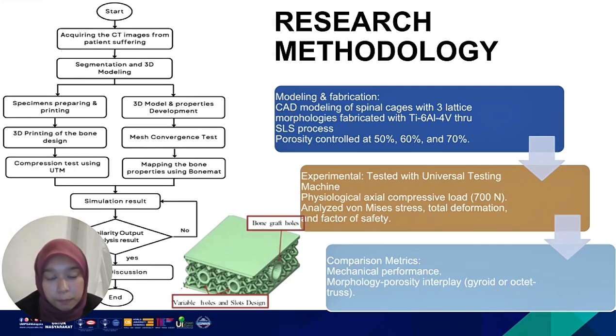Next is the experiment using the universal testing machine, which is a compression machine. The load we apply is an axial compressive load, and we analyze von Mises stress, total deformation, and factor of safety. Lastly, we develop comparison metrics on the mechanical performance and the morphology porosity interplay, gyroid and orthotropic.